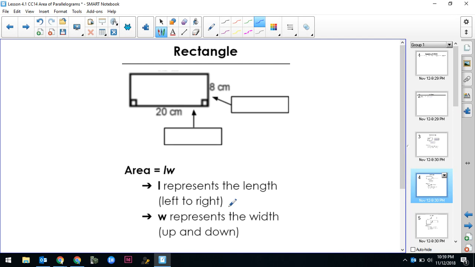Okay, so if we go up to the picture, the length in that rectangle, of course, would be the 20 centimeters. So let's label that. Okay, and then the width is going to be the up and down portion of that rectangle. So in this case, it is the 8 centimeters. So we'll label that the width.